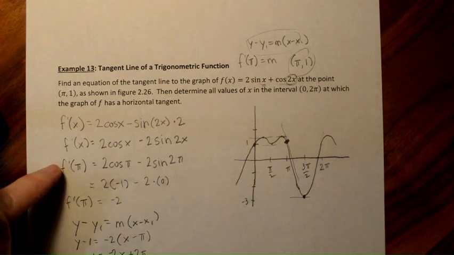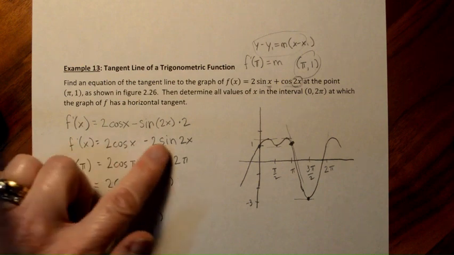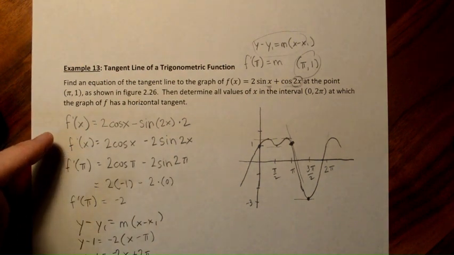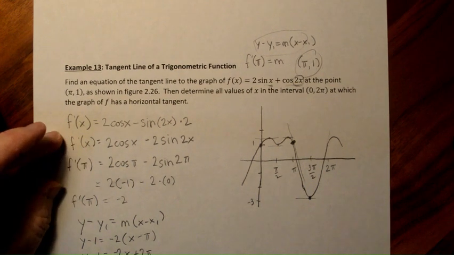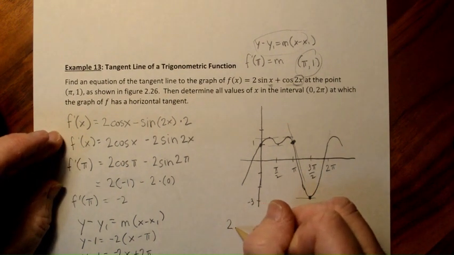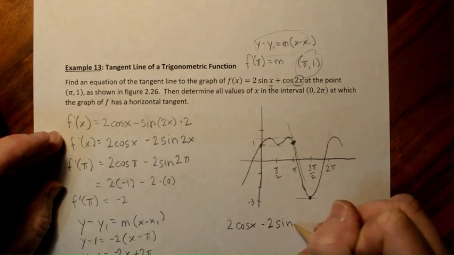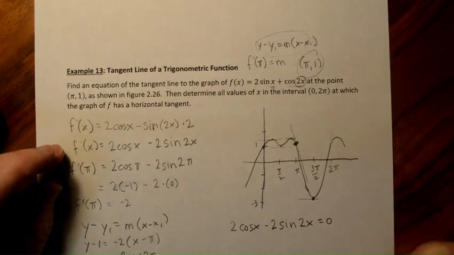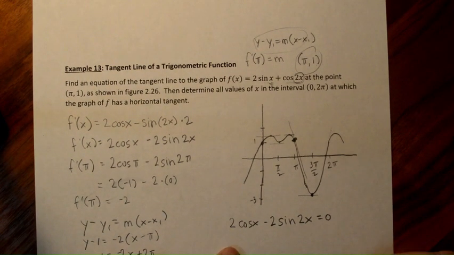All right, so how do we find where the tangent line would be horizontal? Hopefully you're saying, oh, I remember, that's when the derivative is equal to 0, right? Because again, the derivative is the function that provides us the slope of the tangent line, and so we would start out with this. 2 cosine x minus 2 sine 2x, and we would want to set that equal to 0.